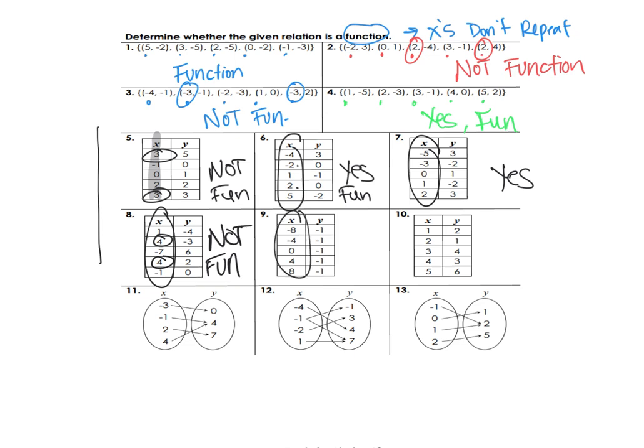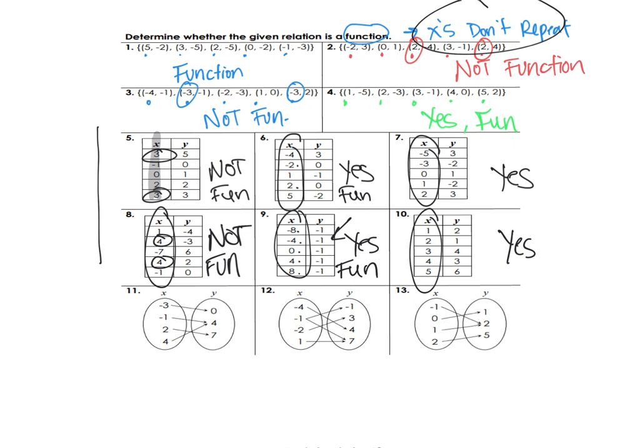Now number 9, -8, -4, 0, 4, 8. Nothing repeated. Now all the y's are the same, -1 for all of them. It's still a function, yes, because again, y's can repeat all the day long, but not the x's. That's what it comes down to. X's don't repeat. And number 10, 1, 2, 3, 4, 5. So yes, this is a function.